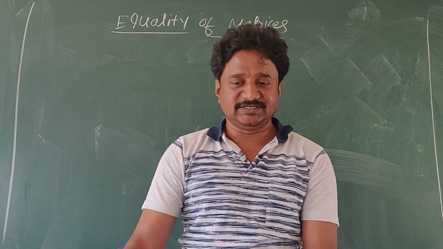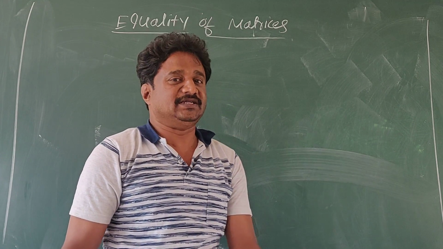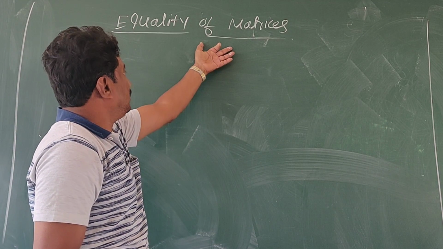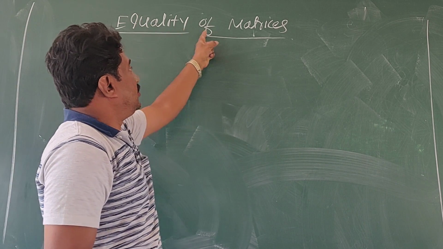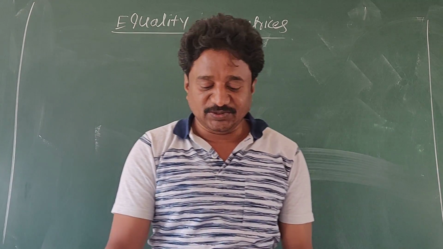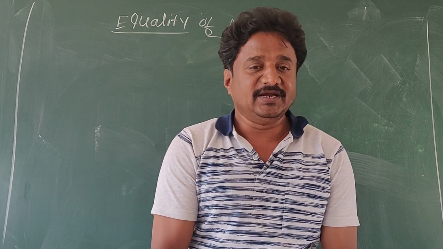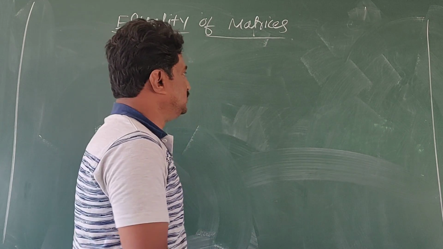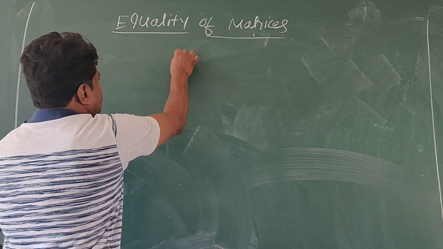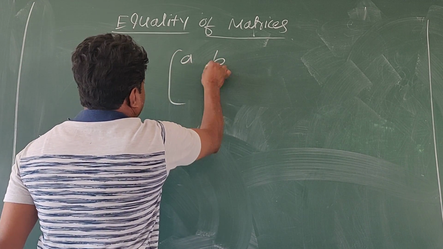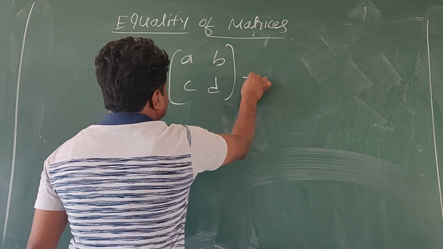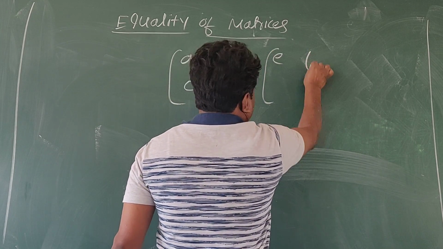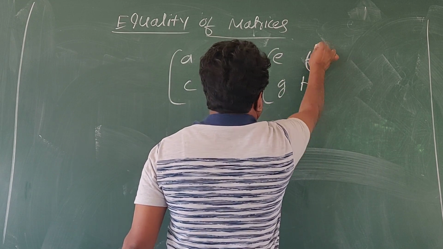Today let us discuss equality of matrices. Look at the board. I have written equality of matrices. It's a very easy concept. I need not explain more. Look at this, please. Two matrices: [A, B; C, D] is equal to [E, F; G, H].